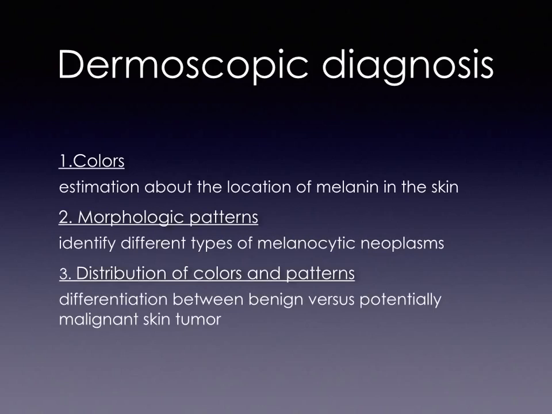The dermoscopic diagnosis of a given melanocytic lesion relies on the assessment of three main criteria: colors that allow us estimations about the location of melanin in the skin, morphologic patterns that allow us to identify different types of melanocytic neoplasms, and distribution of colors and patterns that allow us to differentiate between surely benign and potentially malignant skin tumors.